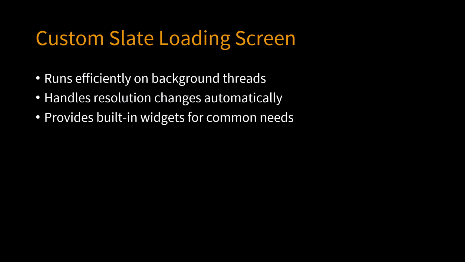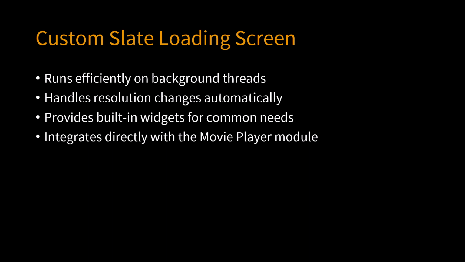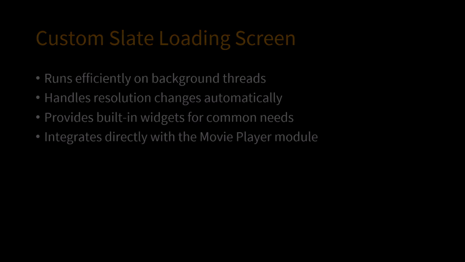Slate provides a rich set of built-in widgets that we can use right out of the box. We have access to progress bars, text blocks, images, and animations, all optimized for performance during loading sequences. Best of all, Slate integrates seamlessly with Unreal's Movie Player module, which we discussed earlier. This means we can leverage all of the Movie Player's threading and synchronization features while maintaining complete control over our loading screen's appearance. Let's look at how we'll implement this.